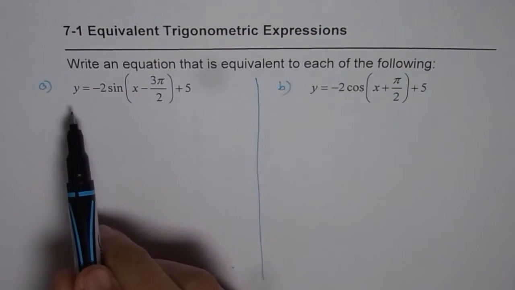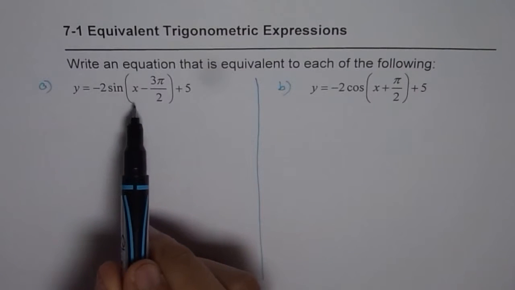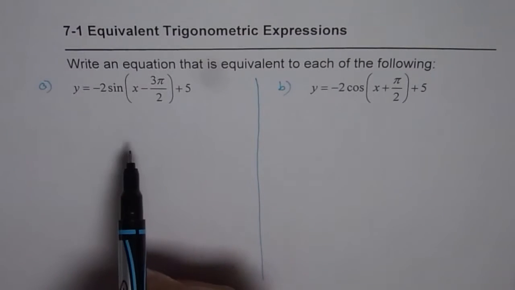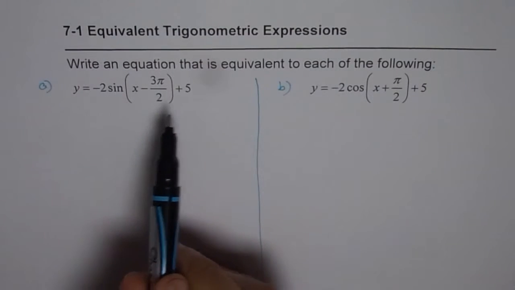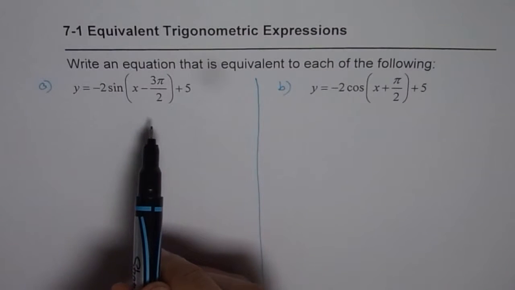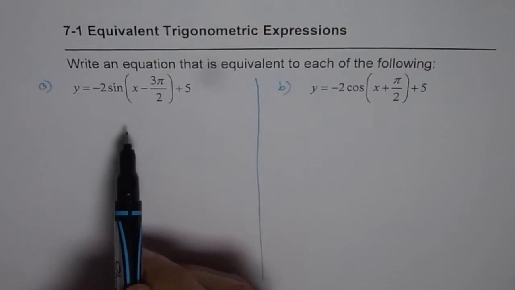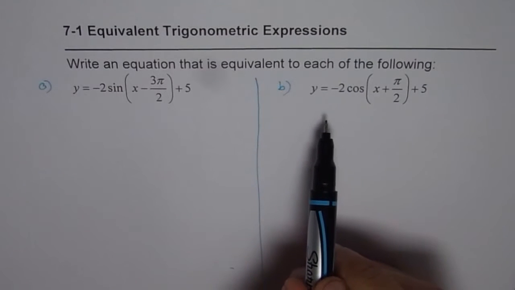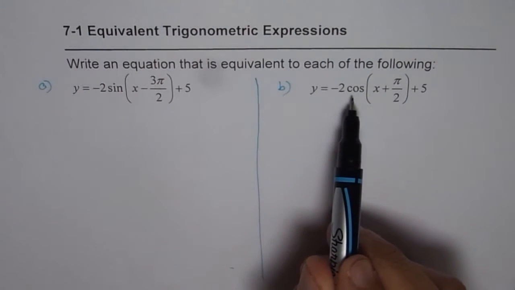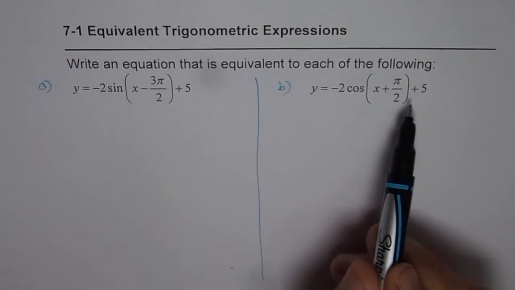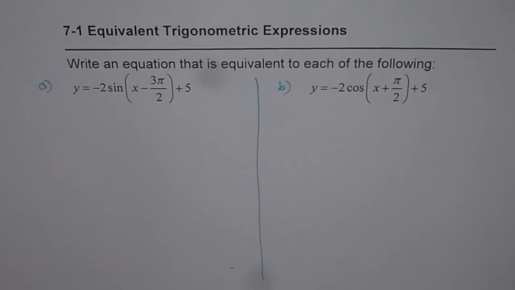First one is y equals minus 2 sine (x minus 3 pi by 2) plus 5. We have to write an equivalent equation. So we can replace sine with cos and then write. The second one is y equals minus 2 cos (x plus pi by 2) plus 5. Very similar equations with very minor difference, but it will help us to understand the concept which we have learned about cofunction identity.